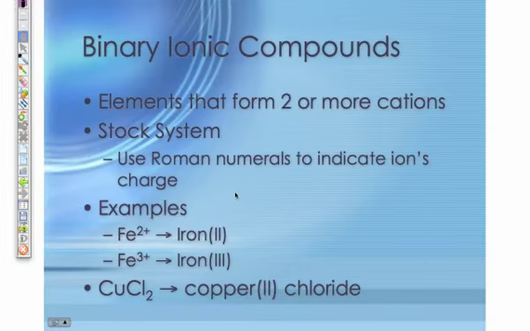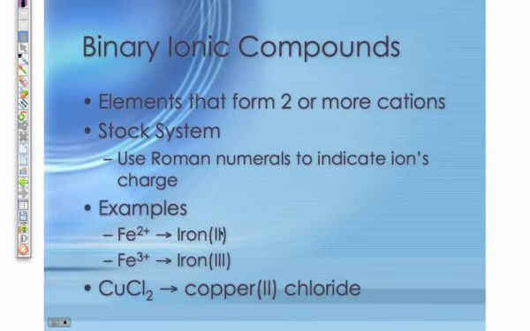Okay, for binary compounds with elements that form 2 or more cations, so in that D block, like iron can form 2+ or 3+, we have to use what's called the Stock system to name them. We're going to put that element's charge in parentheses in Roman numerals. So if it was iron 2+, we'd call it iron(II), with the Roman numeral 2 in parentheses, and then oxide or something. So here's that example. Iron(II) would look like this. Iron(III) would look like this.